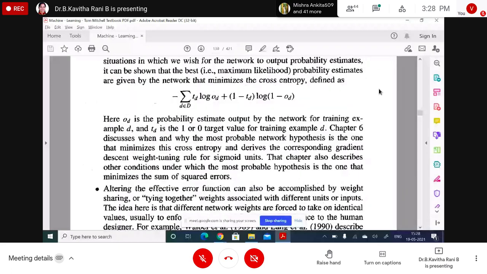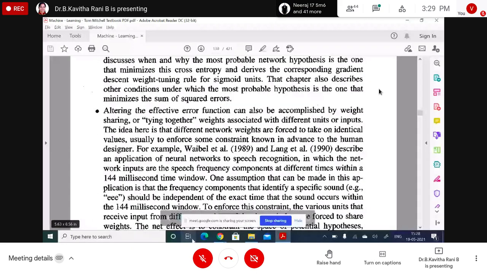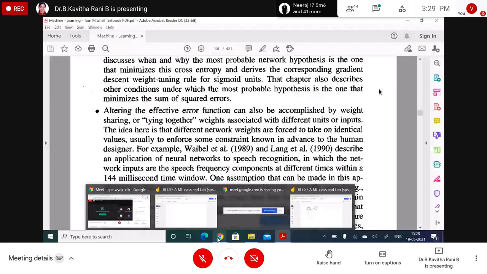For that, we are using probability in the cross entropy method to reduce the error rate. So this is one more method. Likewise, there are different types of methods here. One is the penalty method, one is the slope method, one is the cross entropy method. For the same formula, we are implementing different types of terms to reduce the error rate.